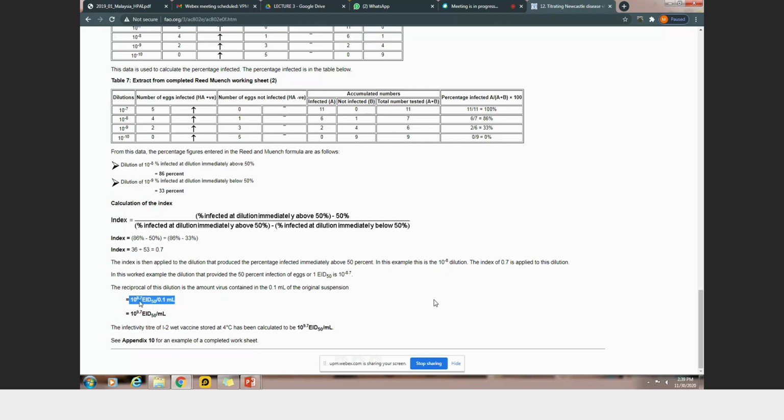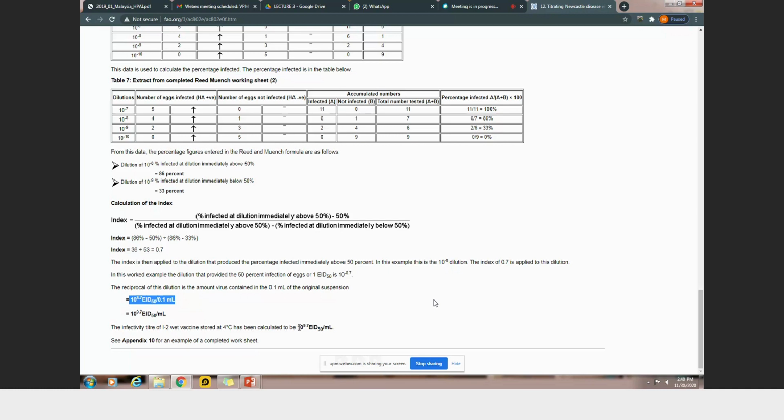Where you got this 8 is from the dilution 8 because it is the immediate dilution which is above 50%. And this index 0.7 is basically from the Reed and Muench method. So it will give you 10 to the power of 8.7 EID 50 in 100 microliter of virus. So if you want to know in 1 ml how many infectious virus are there?